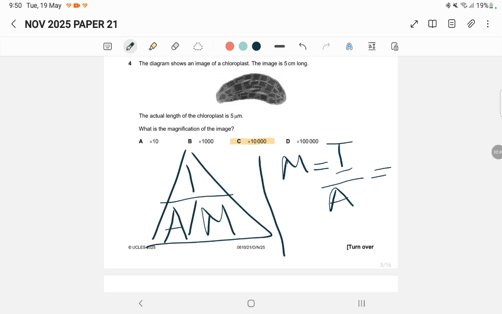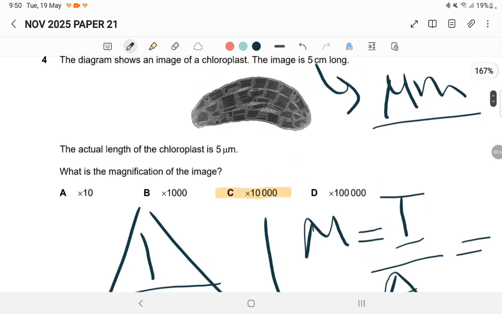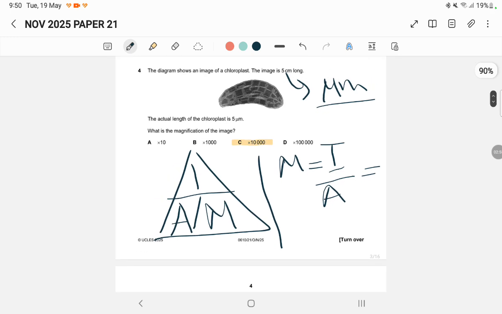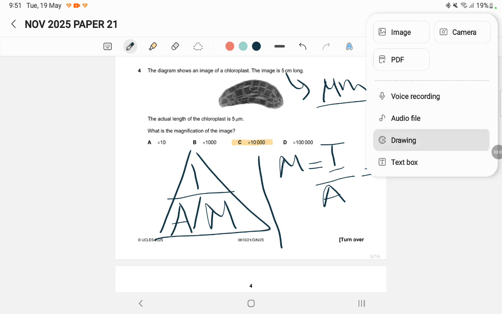But in order for us to get the correct answer, we need to convert that centimeter to micrometer for it to apply. So how am I going to do that? First of all, I'm going to multiply by 10 to convert the centimeter to millimeter, and then I'm going to multiply by 1000 to convert that millimeter to micrometer. So basically the answer will be 10,000. And how I did it, let me explain it for you here.